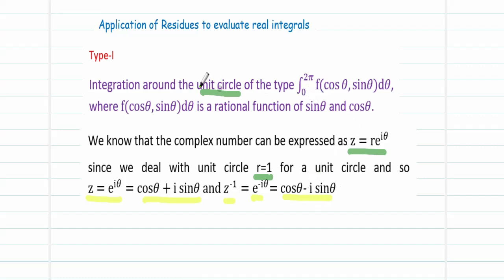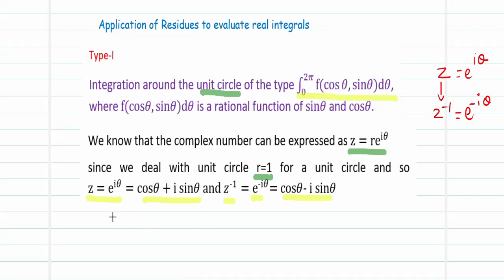Now look into the primary target. I will have to evaluate the integral from 0 to 2 pi of a function of cos theta and sin theta, which we are now going to convert in terms of my complex number z. So I know that z is equal to e power i theta, and I know that z inverse, the conjugate, is e power minus i theta. Using these two formats, I am going to rewrite my cos theta.